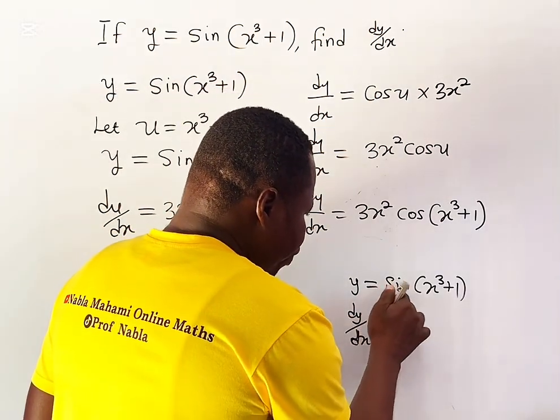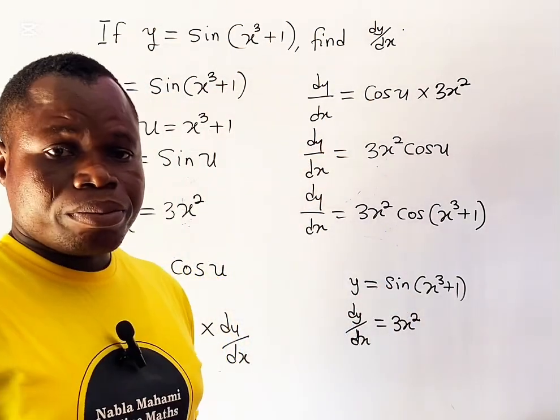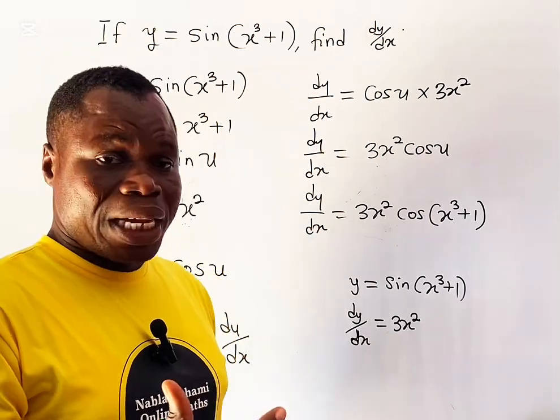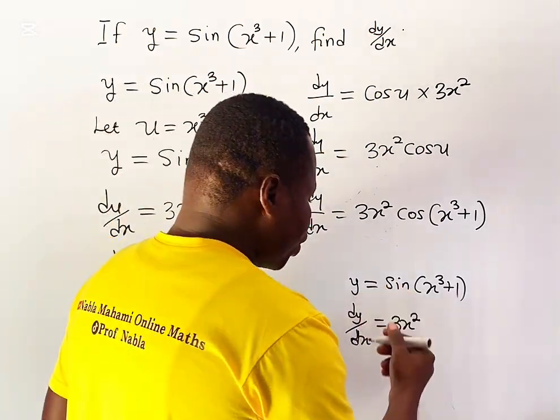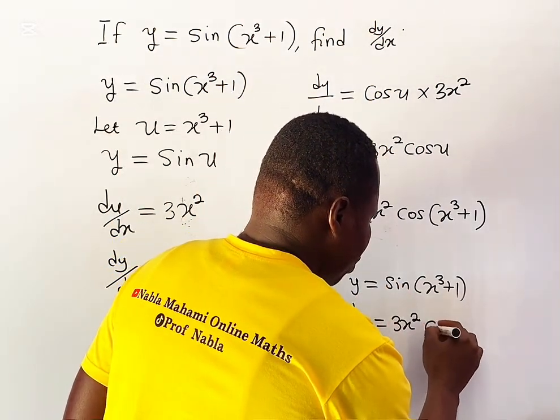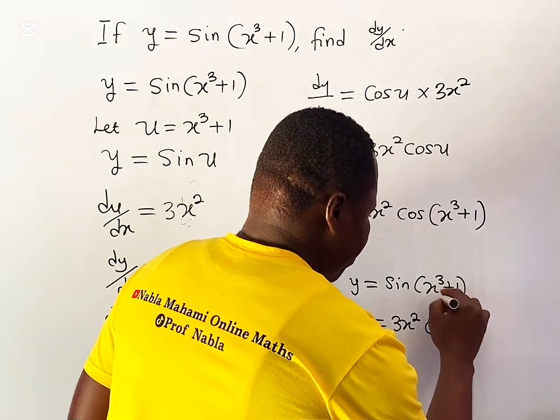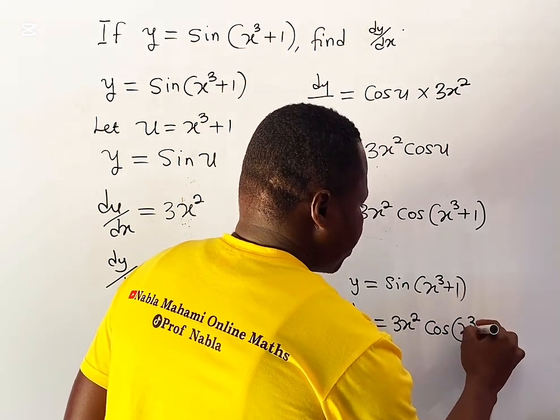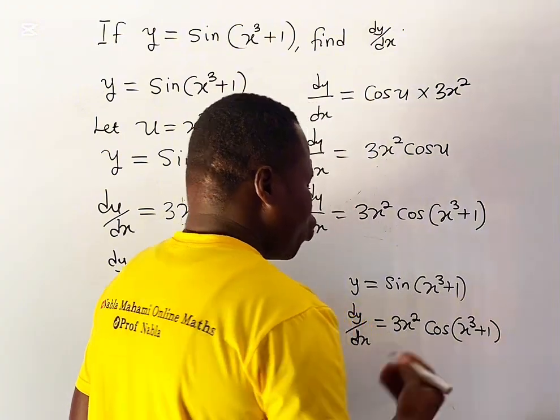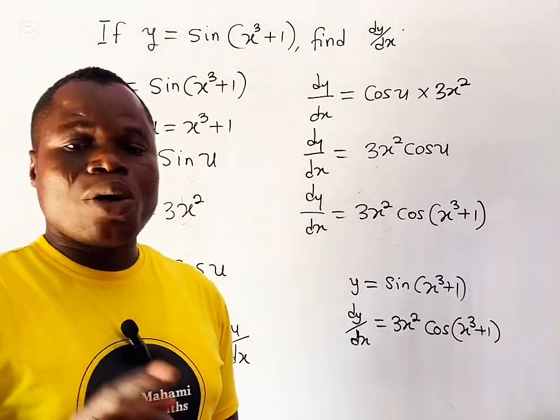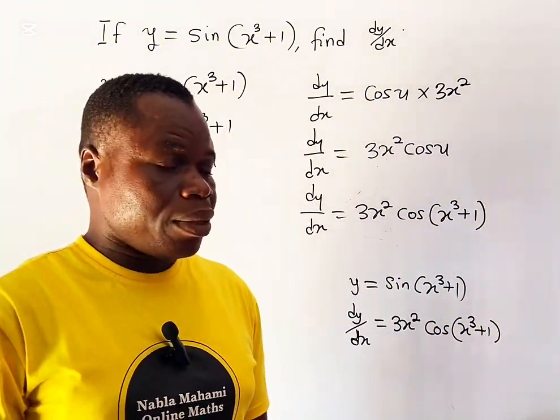After that, I will now differentiate this trigonometric ratio, which is sine. The differential of sine is cos. Then I will now open my bracket and put what is there, x cube plus 1. So if it is objectives, this is what you will do and go and shade the right answer.